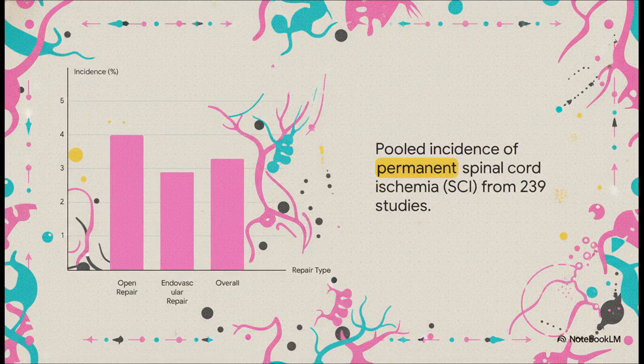So just how real is this risk? This chart gives us the hard numbers, pooled from a lot of different studies. Overall, the risk of a permanent spinal cord injury is about 3.3%. Now, what's really interesting is the comparison between open and endovascular repair. You can see that endovascular repair does have a slightly lower rate, at 2.9%, compared to 4% for open surgery. But the key message here is that the risk is absolutely not zero with either approach. It remains a very real and significant threat, no matter how the aneurysm is fixed.